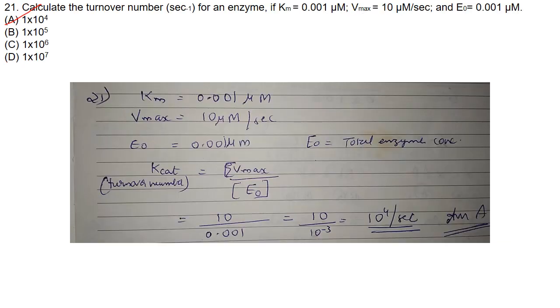Calculate the turnover number for an enzyme if Km is 0.01 micromolar, Vmax is 10 micromolar per second, and E0 is the total enzyme concentration, 0.001. So Km, Vmax and E0 have been given, and we know that turnover number Kcat is equal to Vmax by concentration of E0. So 10 divided by 0.001, that will be 10 raised to 4. So 1 into 10 raised to 4 is the answer. Option A.